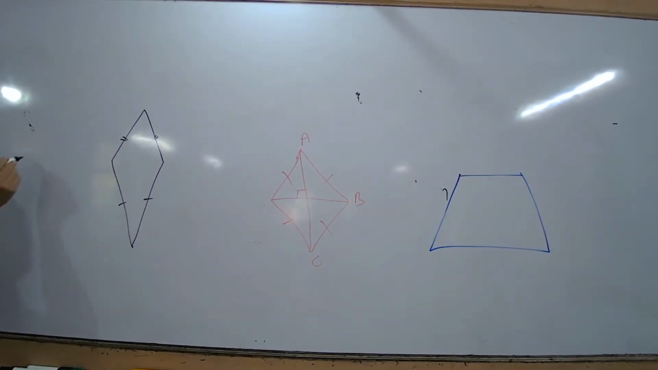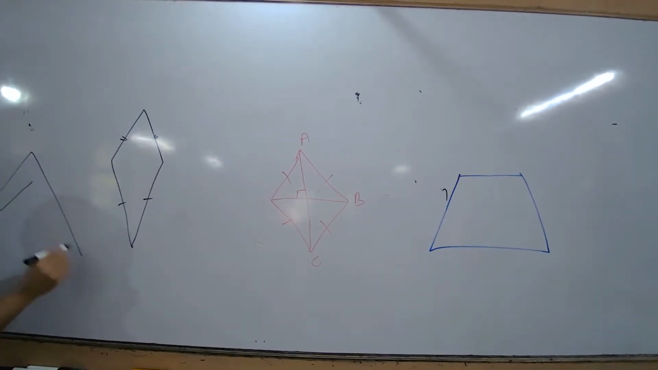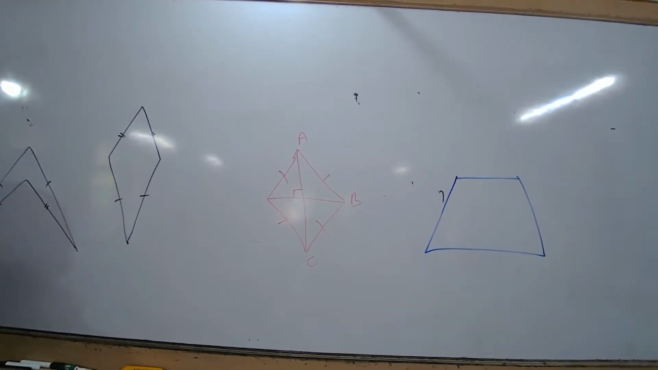Arrowhead means the pointy part on top of an arrow, the pointer. Oh, this is a boomerang.